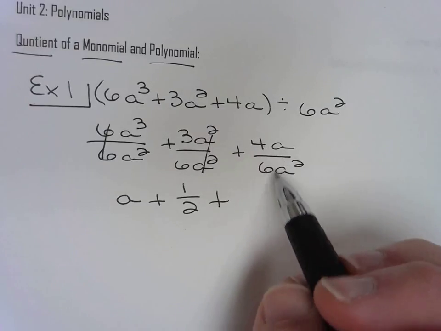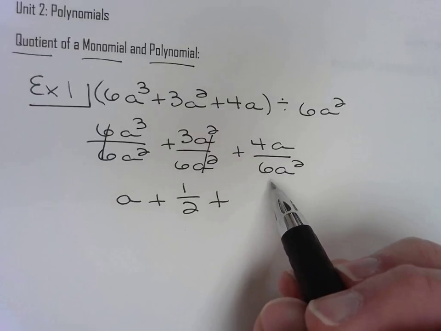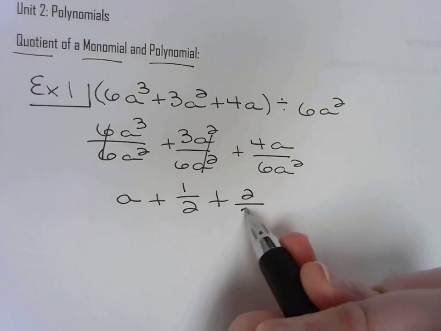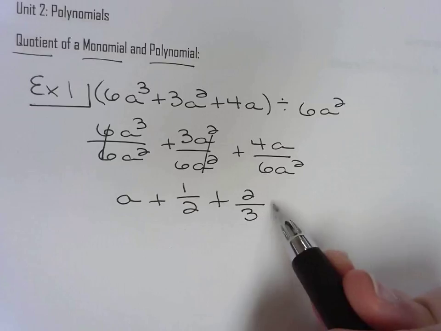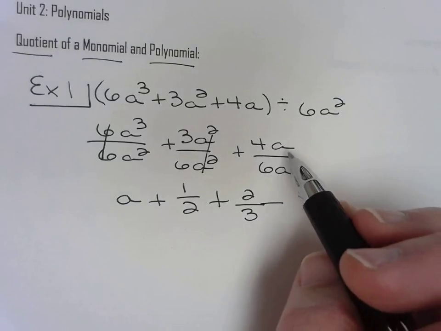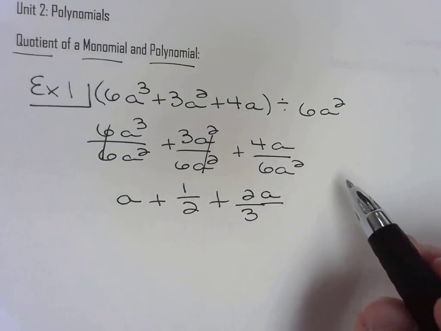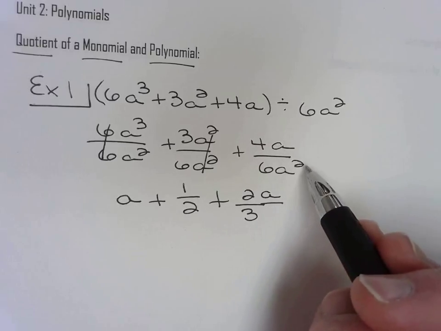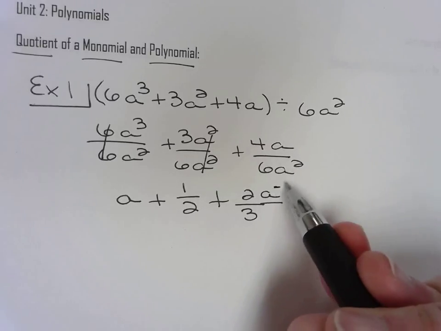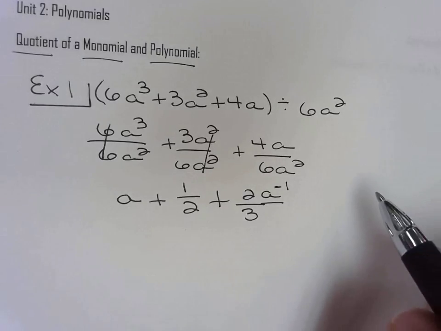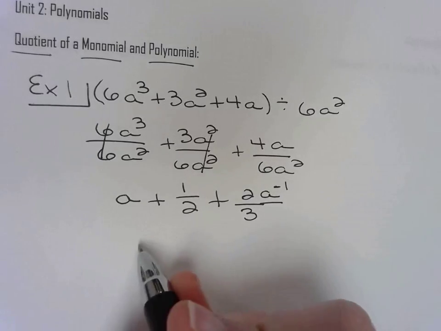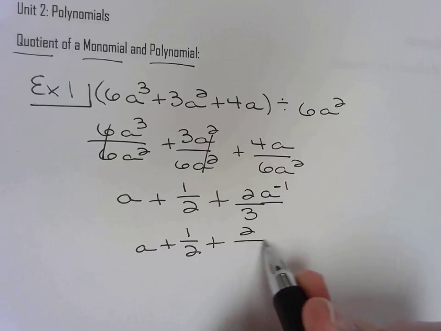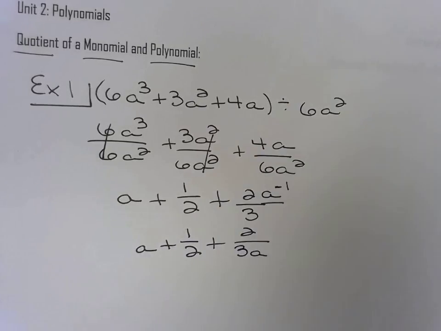4 over 6, can't take 4 divided by 6, so reduce the fraction. 4 over 6 reduces to 2/3. Now, if I look at my exponent, look at your a's. Always start your variable at the top. So 1 minus 2 is negative 1. So that's a to the negative first. I don't want a negative exponent, so I move it to the bottom. So a plus 1/2 plus 2 over 3a.